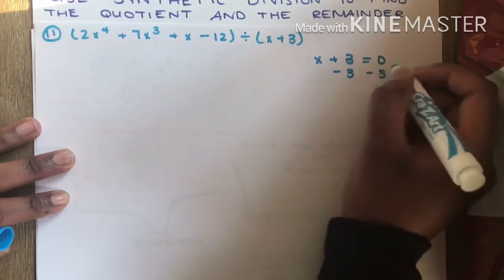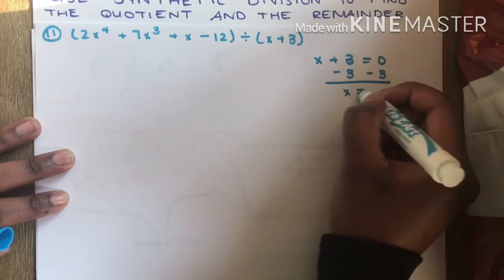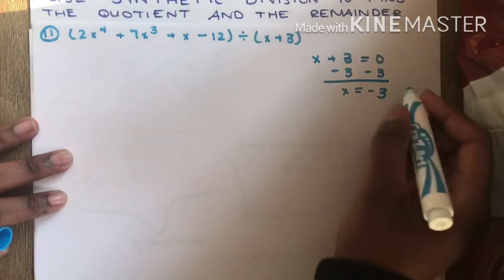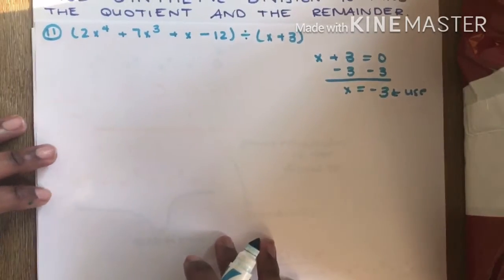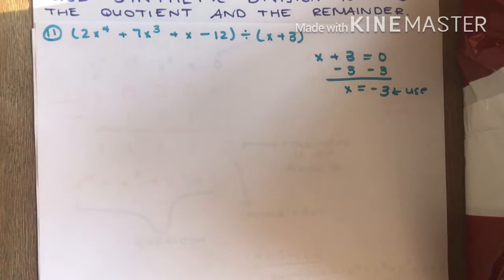And then we solve, and this ends up being x equals negative 3. So negative 3 is the number we are going to be using to divide by in the synthetic division. In long division, you would just put the whole x plus 3 outside of the brackets.